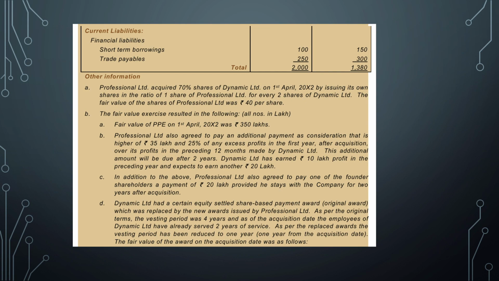Also note the key things in the purchase consideration, for example the additional payment of consideration is 35 lakhs, 25, all these things, because other information carries huge marks in your working notes and the presentation. So give more importance to that.